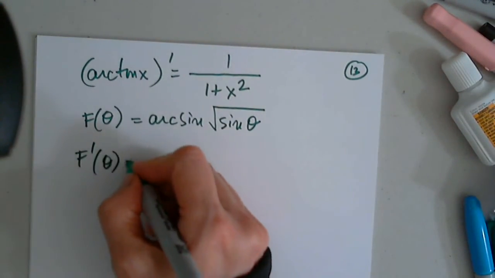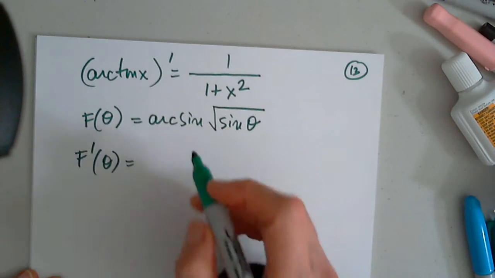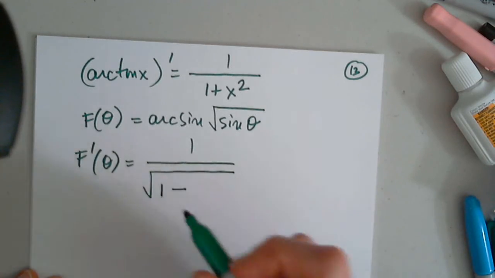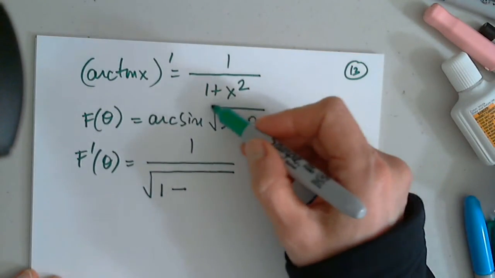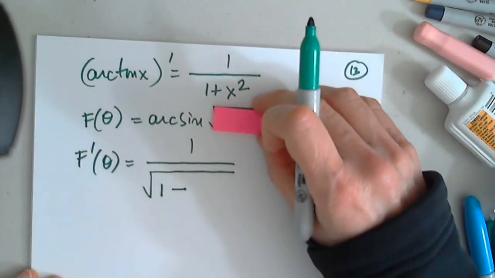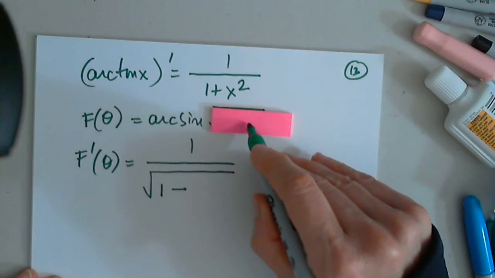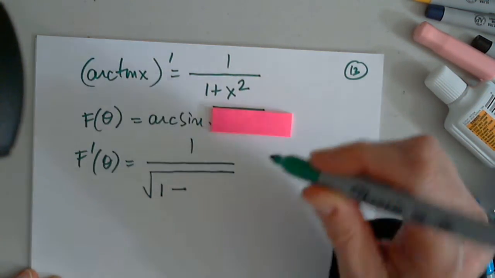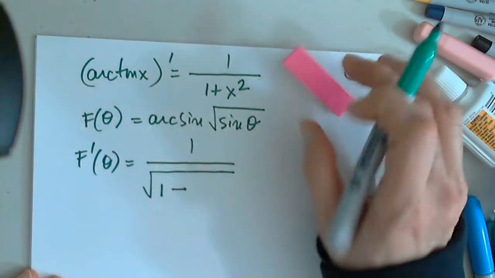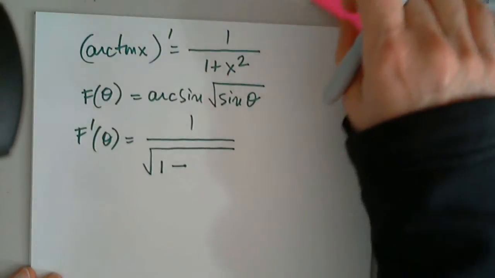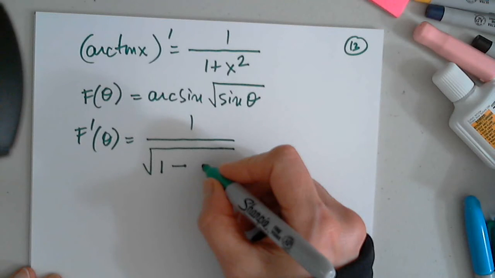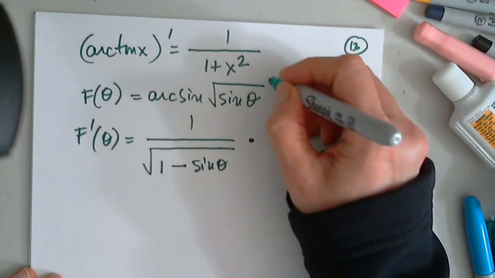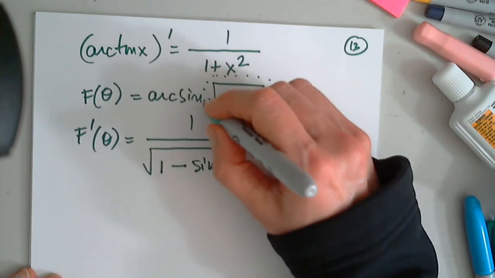F prime of theta: arc sine will be 1 over the square root of 1 minus the argument squared. So this is the argument, this is arc sine of blah blah. So this will be 1 over the square root of 1 minus this squared. So how much is this squared? Just sine theta. Very good. Times the inner function prime.